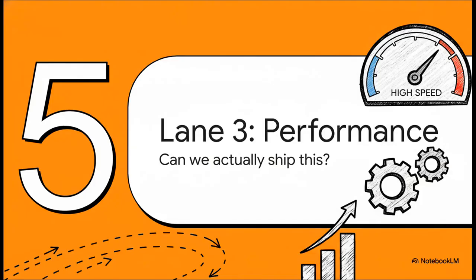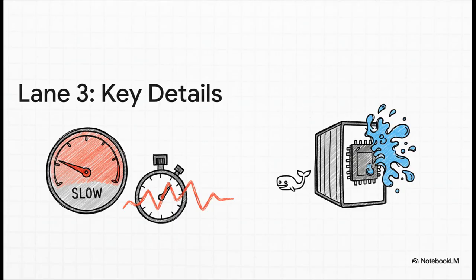Okay, so your model is smart and it hasn't forgotten its ABCs, but is it actually usable in the real world? Lane 3, performance testing, gets real about the nitty-gritty of speed and stability. A brilliant model that's too slow is, well, it's useless. So here, you're measuring things like time to first token and how much memory it's eating up.